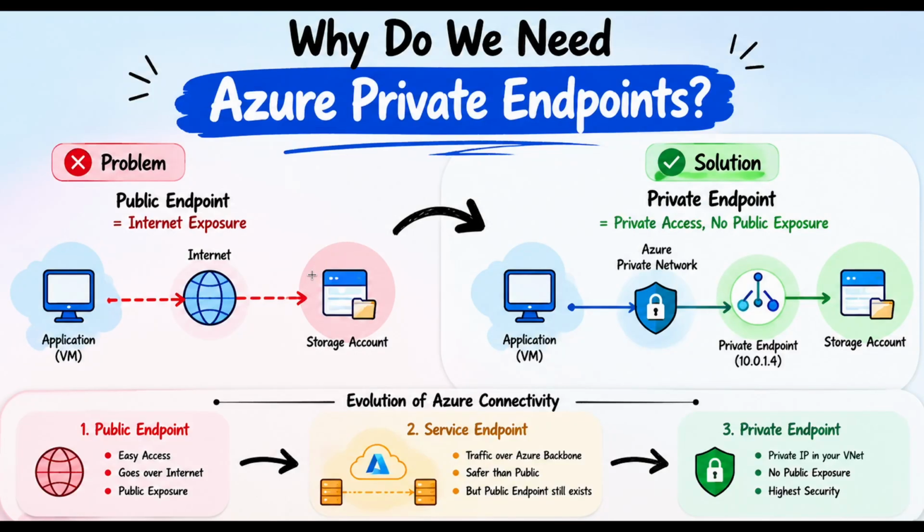Suppose you are working in a company and you have a storage account or a database containing sensitive business data. Even if you restrict access using firewall rules, the storage account will still have a public endpoint and someone can discover that endpoint on the internet. Security teams or a network team don't like that and they would ask, why is my critical data service still exposed through a public endpoint at all?